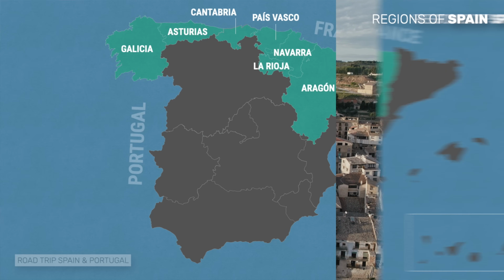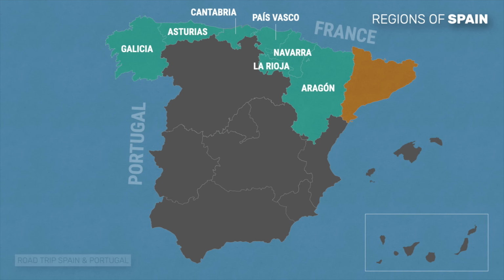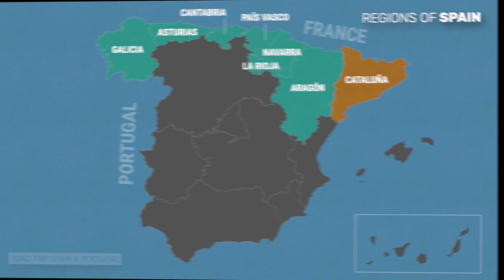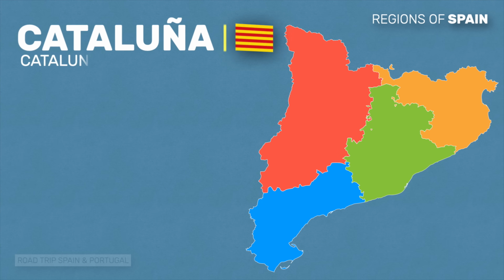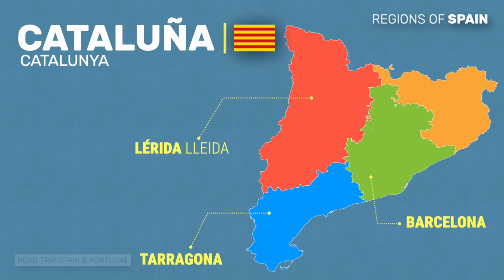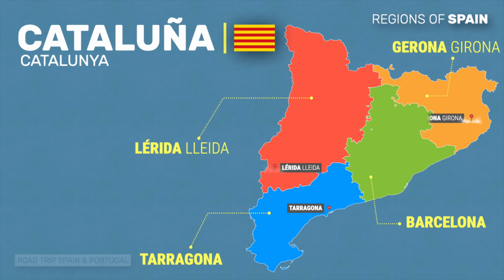To the east of Aragon and next to the Mediterranean Sea is Catalonia. Two official languages are spoken in Catalonia, Spanish and Catalan. It is divided into 4 provinces: Barcelona, Tarragona, Lérida, Lleida, and Gerona, Girona. The names of the provincial capitals coincide with the province, and its capital is Barcelona.